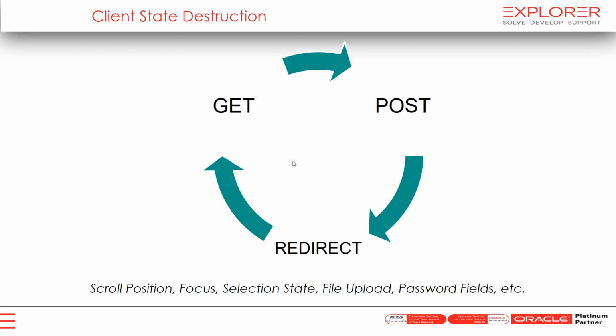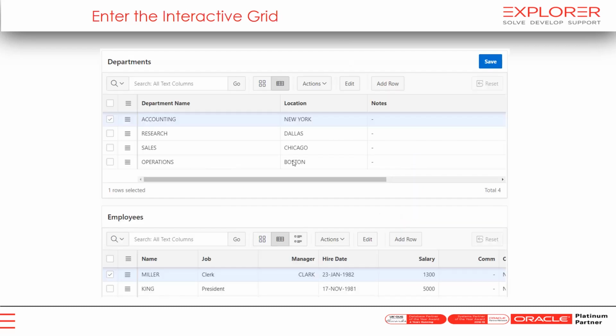So what is in the client state? Things like scroll position, anything that was focused, anything that was last selected. If you browsed a file and the file's no longer there, you've got to browse for the file again and try to upload it. That's because the client state has been destroyed. Any password fields, like please enter your password, please confirm your password, you've got to do it all over again. You've probably seen this. This is because the client state is destroyed.